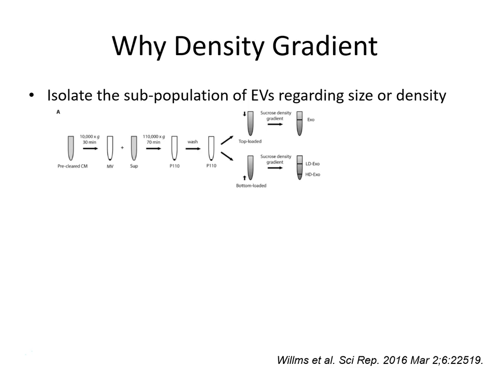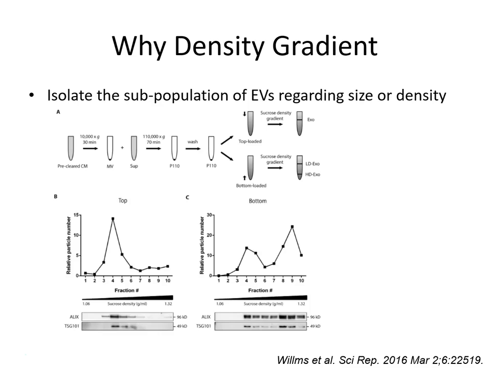By using top loading, EVs are separated based on size, but if centrifuged for a long time, they will end up at the same position, so they got one fraction. However, by using bottom loading, EVs are separated based on density, so they got two different density fractions. From top loading, particles are localized near fraction number 4, which has EV marker proteins. From bottom loading, two subpopulations of EVs can be seen near fraction number 4 and fraction number 9.